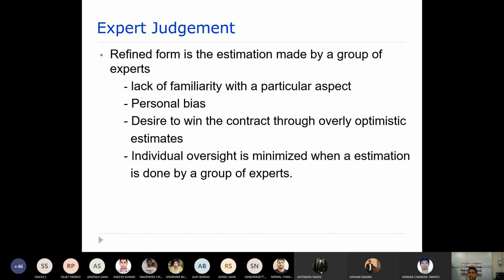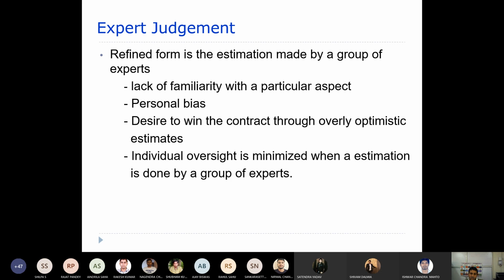So as a result, they are very optimistic about their success, right? So they give optimistic estimates. Okay, if they give optimistic estimates, then probably they're going to win that particular contract, right? So individual oversight is minimized.